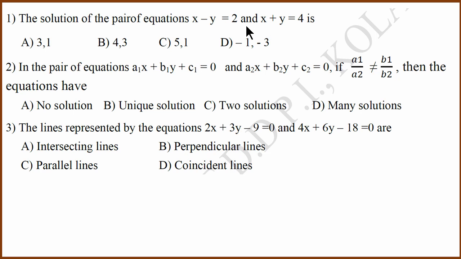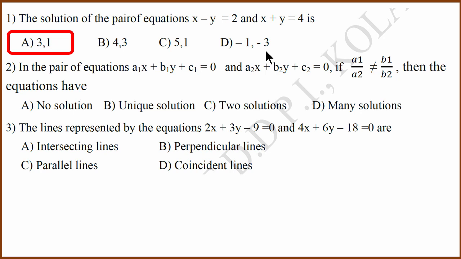First question: they have given two equations, x minus y equals 2 and x plus y equals 4. If you try all the options, you will see that only the first option works. 3 minus 1 is 2 and 3 plus 1 is 4.